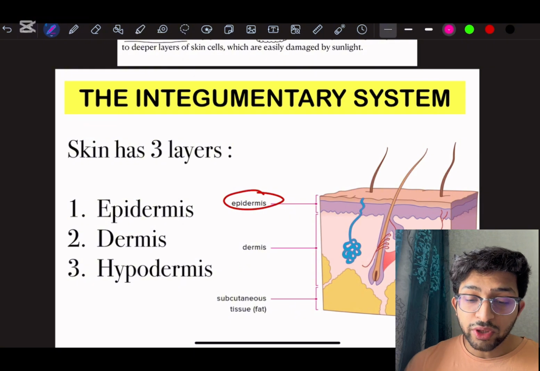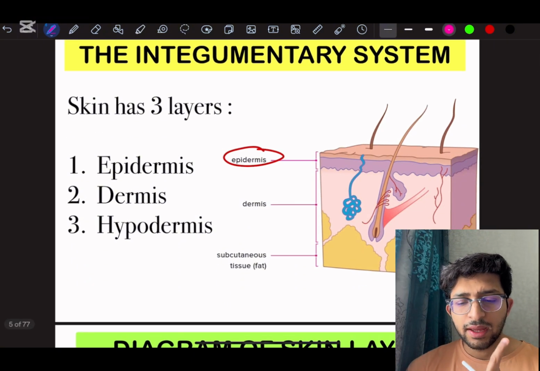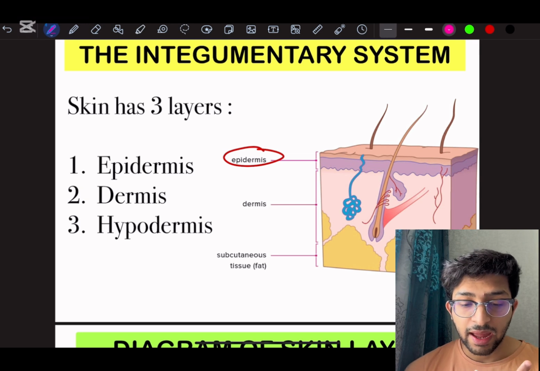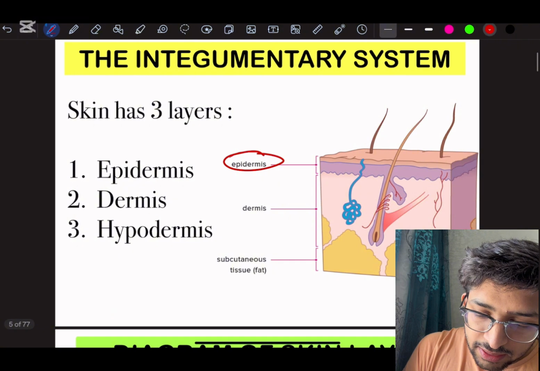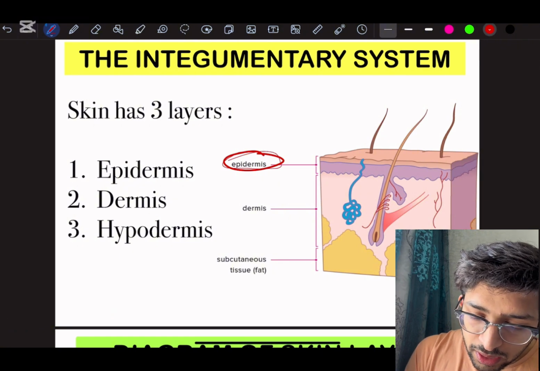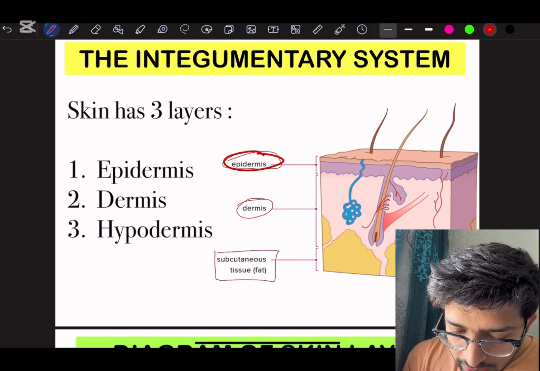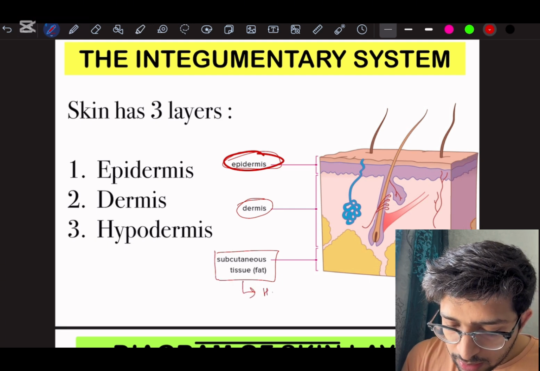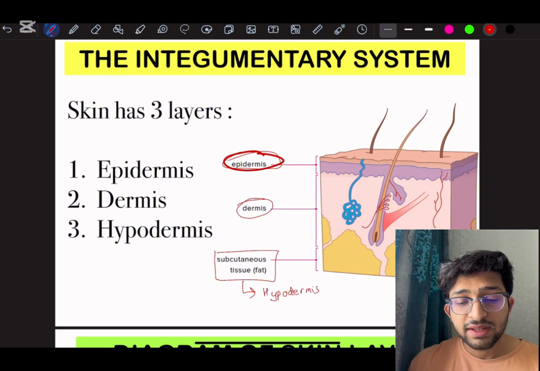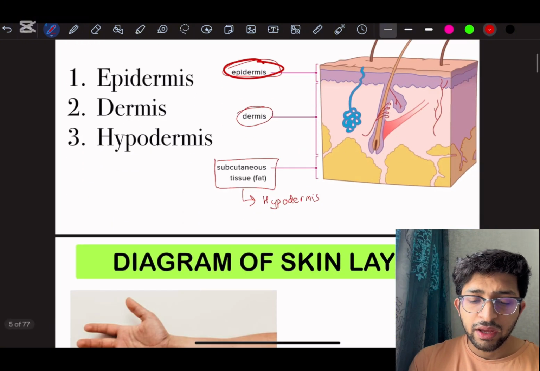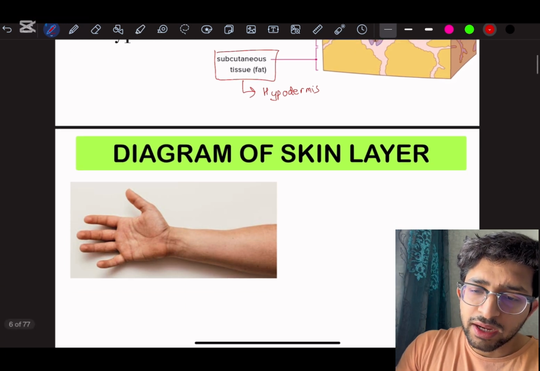Okay, so integumentary system. Basically, our skin has 3 layers: epidermis, dermis, and hypodermis. Epidermis is over here. It looks like this. Dermis is over here, and subcutaneous fat, which we also call hypodermis. So these are the 3 layers of the skin. Now let's make a diagram by ourselves, so we'll have an idea about it.